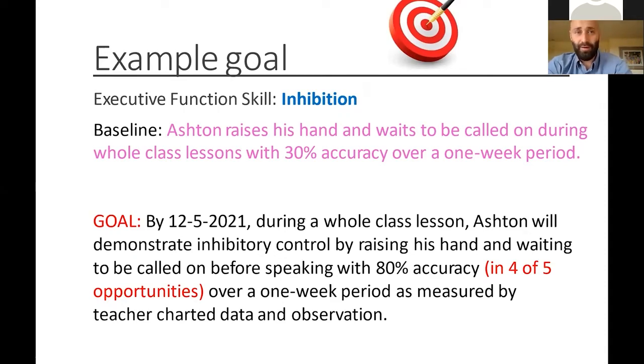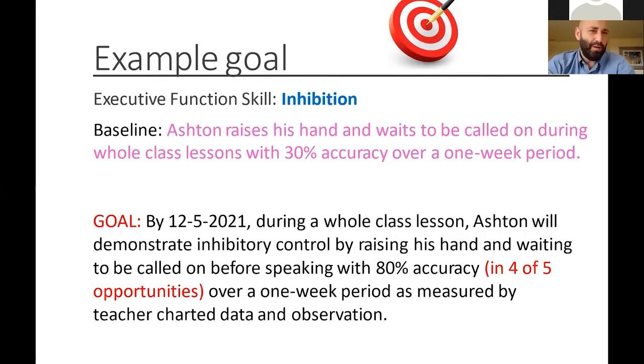My goal for Ashton in terms of his inhibitory control is that by 12/5/2021, during a whole class lesson, Ashton will demonstrate inhibitory control by raising his hand and waiting to be called on before speaking with 80% accuracy in 4 to 5 opportunities over a 1 week period, as measured by teacher charted data and observation. And again, here's where I name the executive function area.